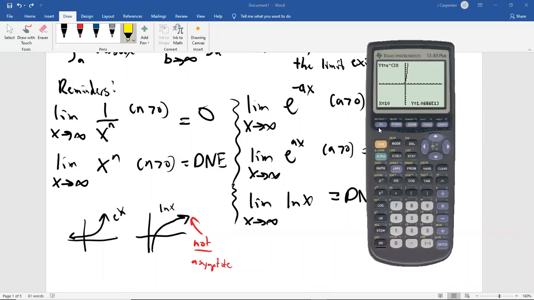Also, if you don't trust my graph of the natural log, quick reminder, natural log of x, boom. There's that slow growth.